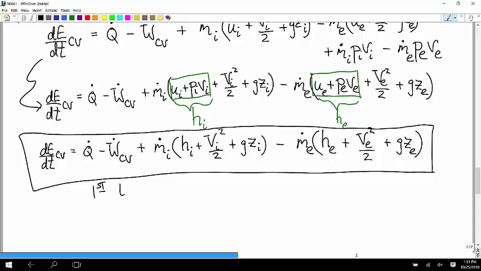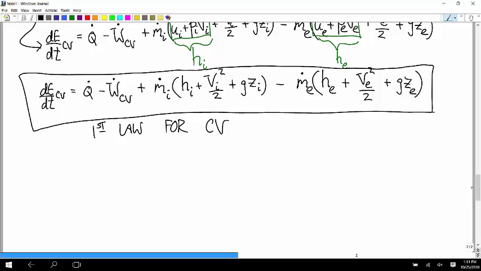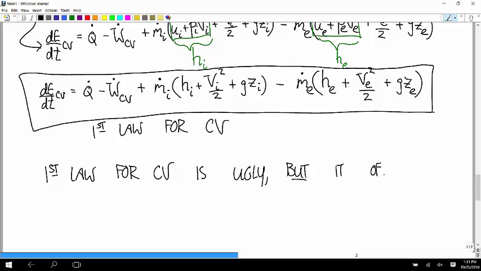Okay, so this is the first law for control volumes. The good news is this simplifies most of the time, quite a bit in a lot of cases. So the first law for control volumes is ugly, but it often simplifies a lot. So if you have an equation that's ugly, but it simplifies a lot, that's what mathematicians call "but ugly." Not really.